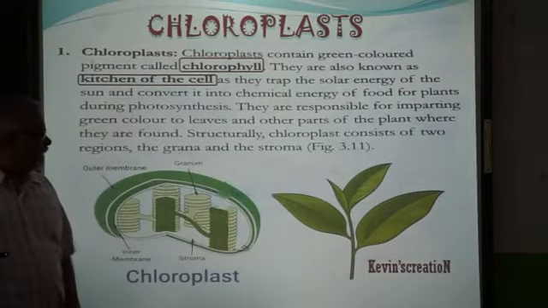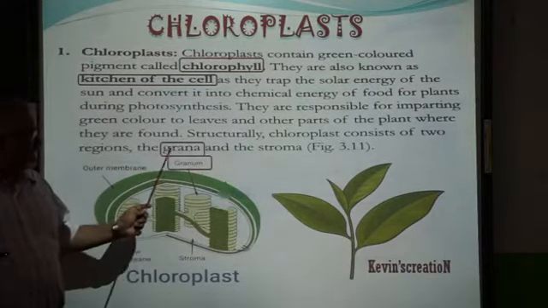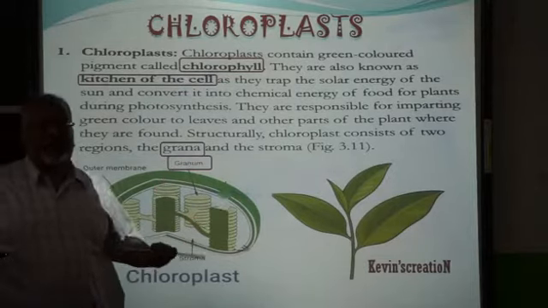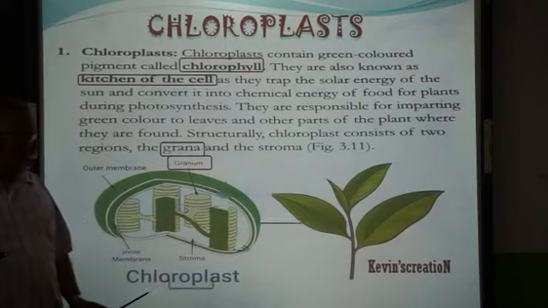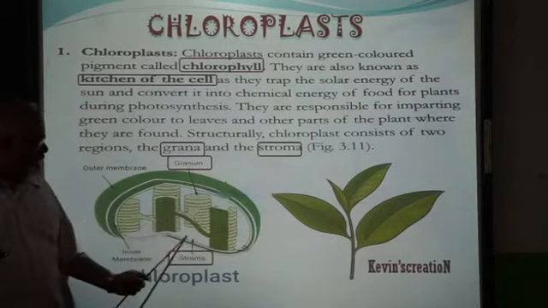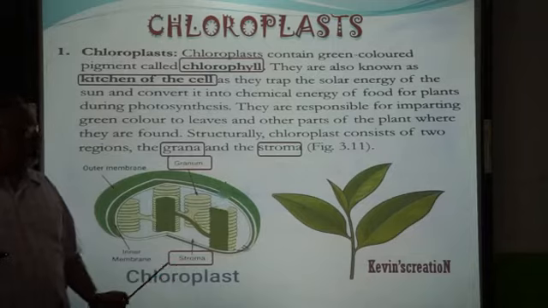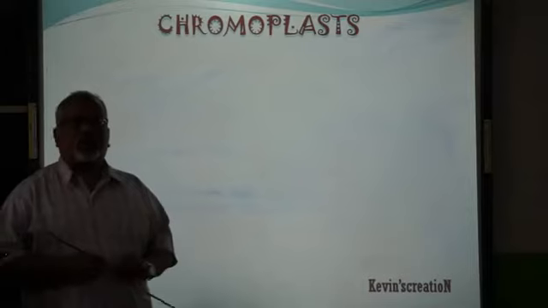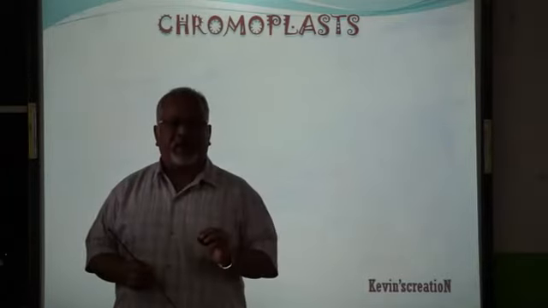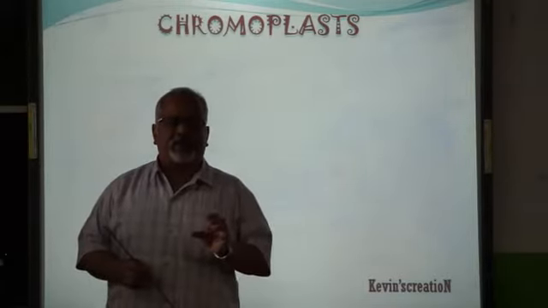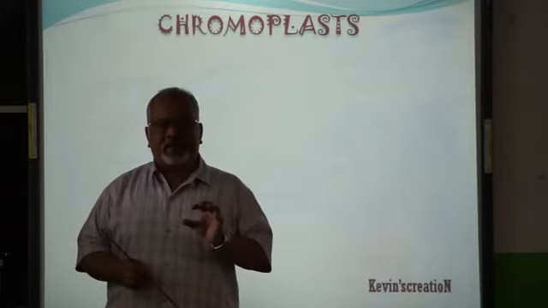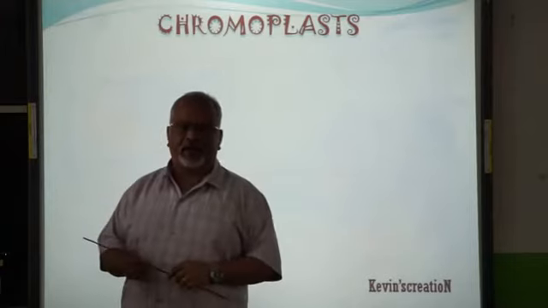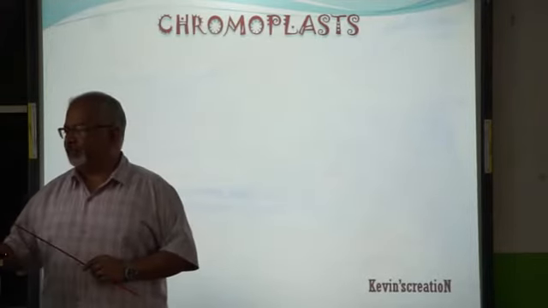Look in the diagram. So this is the grana. The coins look like they are piled up. So grana and stroma. This is the ground substance. We call it stroma. Now the next one is chromoplast. You should be very, very careful when you pronounce this too. Chloroplast is green. And chromoplast could be red, orange, yellow, any other color.